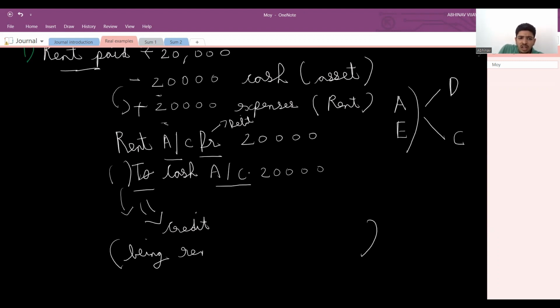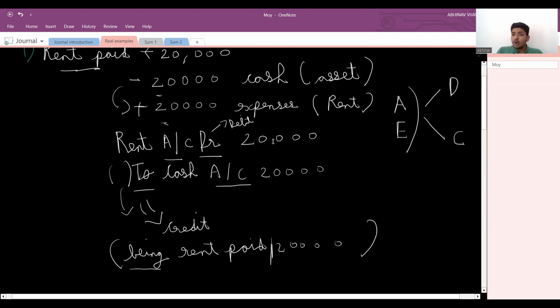So write, being rent paid 20,000, or being rent paid only, or rent paid 20,000 rupees cash. You can write anything. The concept only matters. The journal entry format matters. This narration's format doesn't matter. But write being before it, because I don't want you to give the examiner any reason to cut even half a mark. Sometimes they may not. Your concept will be thorough, so they will not be able to challenge you in that regard. So they'll try to cut marks using this. So let's be careful.